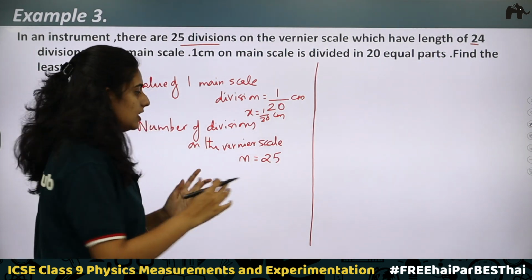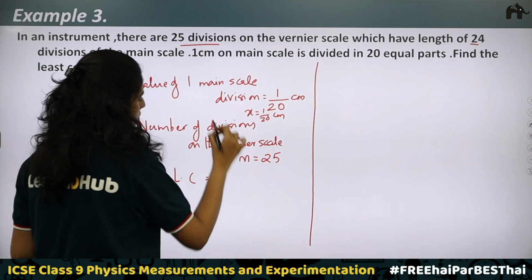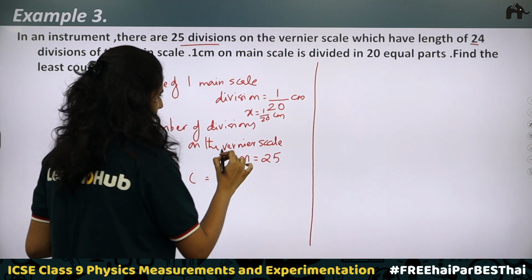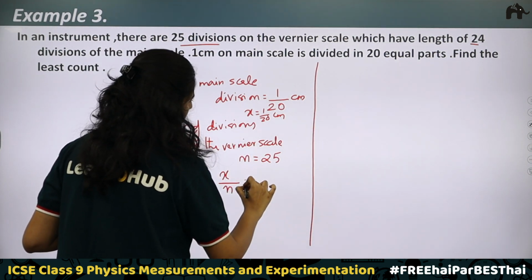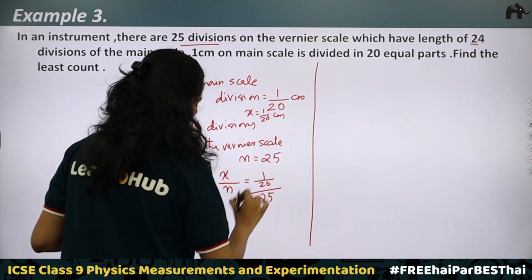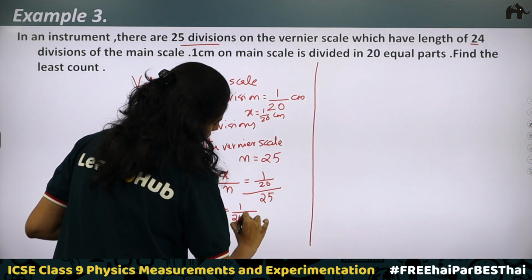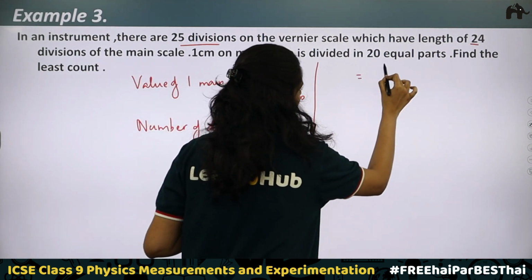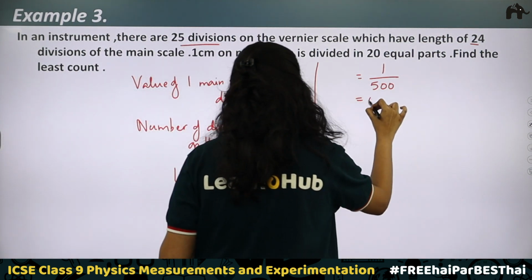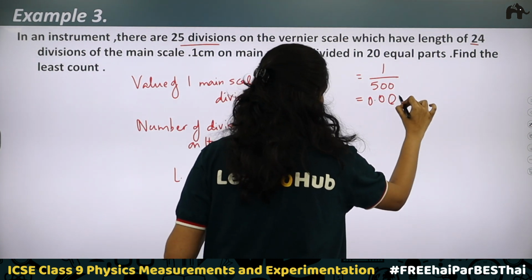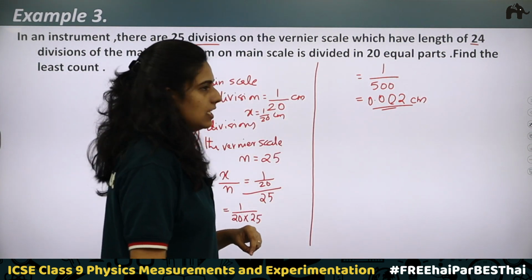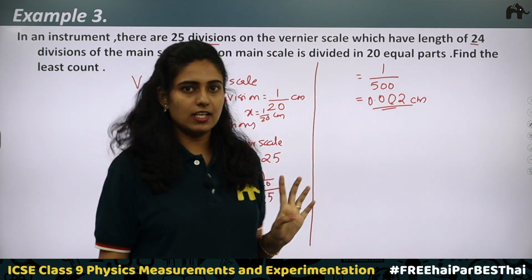How do we find the least count of a vernier? Least count is equal to the value of 1 main scale division divided by the number of divisions on the vernier scale. So that is X by N, 1 by 20 divided by 25, which is equal to 1 by 20 into 25, equal to 1 by 500. So what is 1 by 500? You will get 0.002 centimeter. So this is the least count of the given instrument.